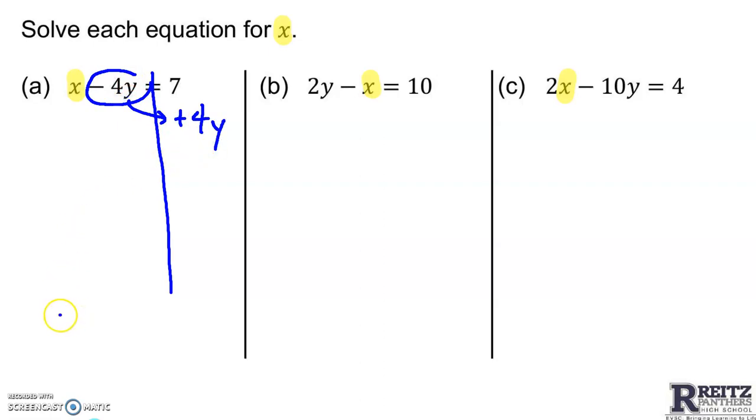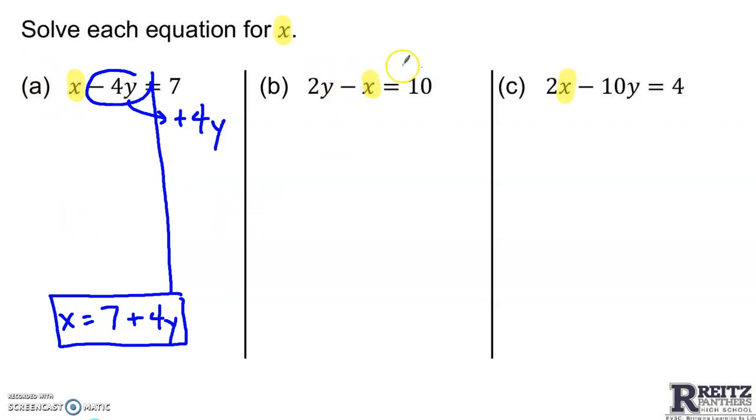I want to remind you that not only do you not need to, you can't combine 7 and 4y. They're not like terms. You can't write 11y. You just have to write what's there, 7 plus 4y. And you know you're finished when one side of the equation says only the variable you've been asked to solve for. So the solution to A is x equals 7 plus 4y.